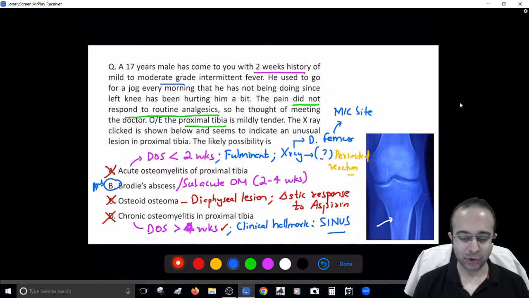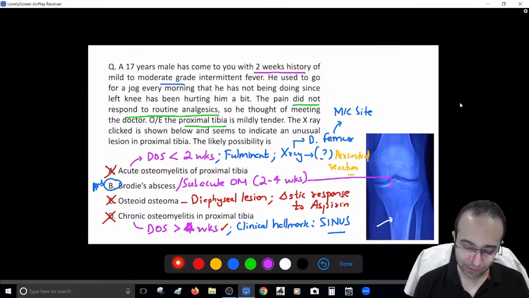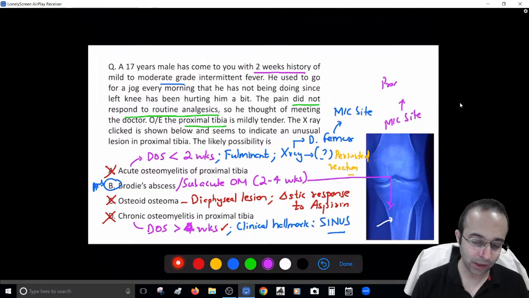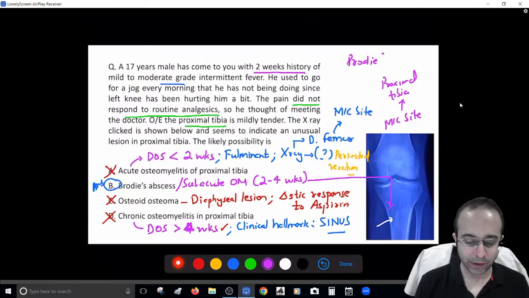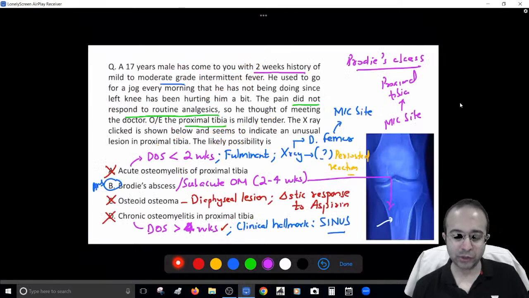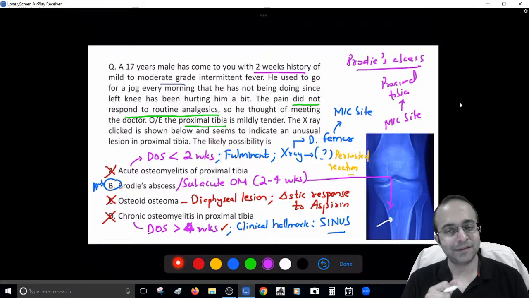And let me tell you, just in case you're going to ask me, that for Brodie's abscess, the most common site is the proximal tibia only. So this is again the commonest site where you are going to find Brodie's abscess. So I think almost everything is pointing towards the possibility of Brodie's abscess.